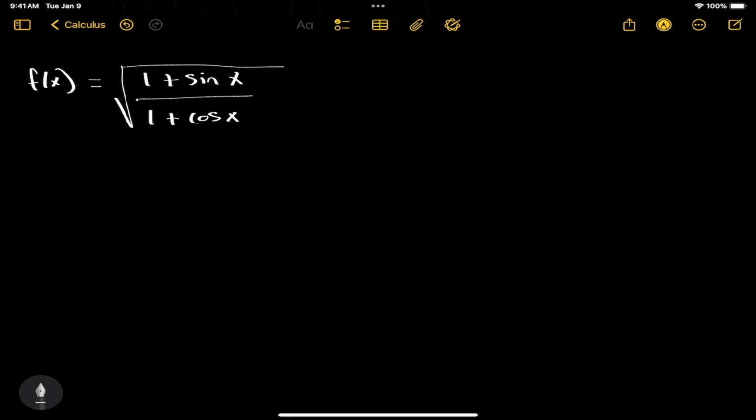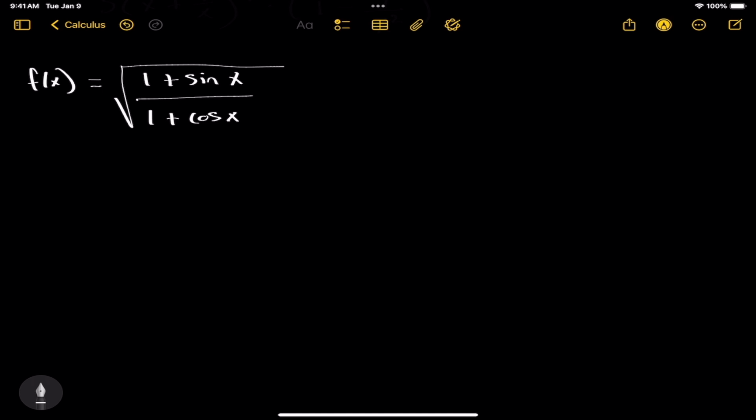Okay, so here's a very long problem. This one's a little tricky. So what I want to do here, I can see that I can use the chain rule. So I know that the exponent of this function is going to be half, just how we see it here. It's going to be half.